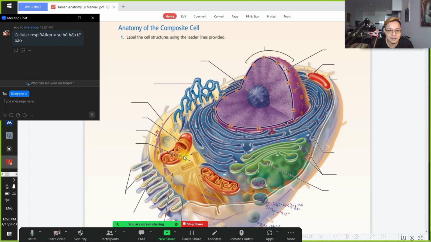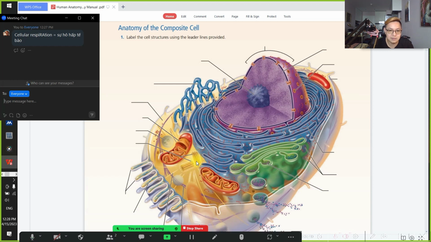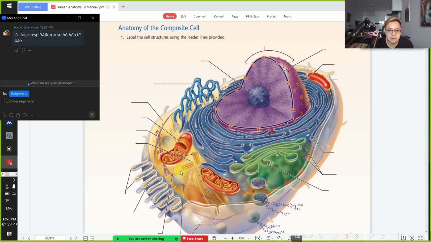Now, tell me, what are these yellow things here? Mấy cái vàng vàng này là cái gì? Centrioles. It's actually centrioles inside of the centrosome. Centrosome is bigger, but inside you have centrioles, you know. Centrosome bự hơn, xong bên trong nó là hai cái centrioles.